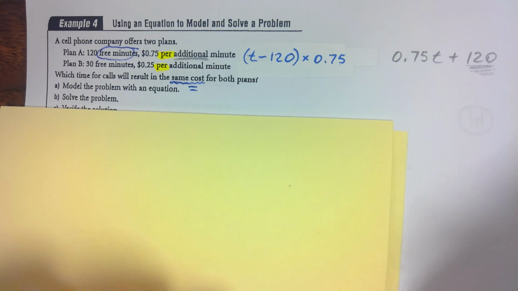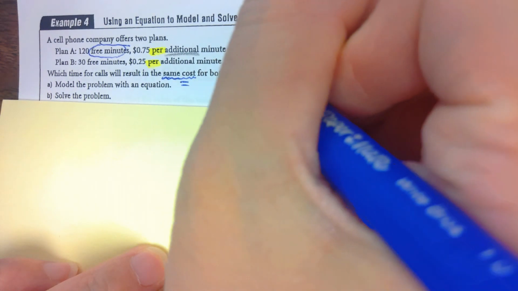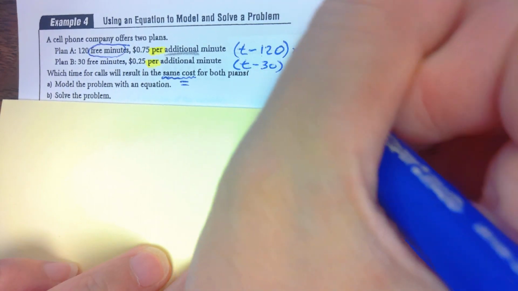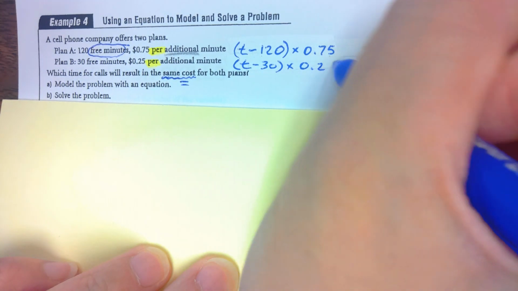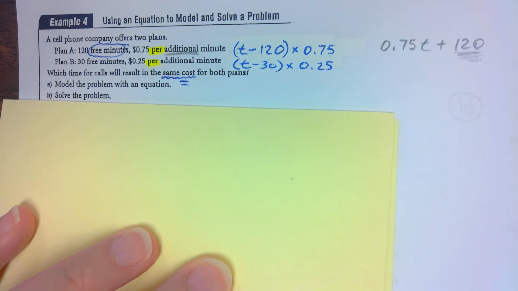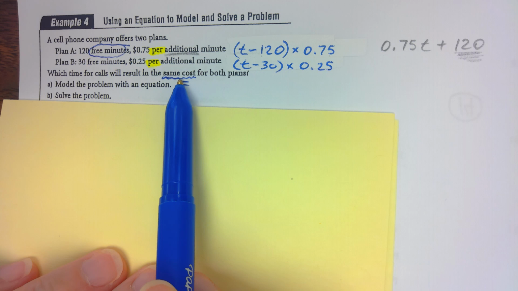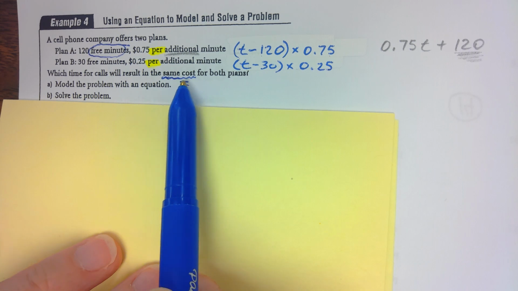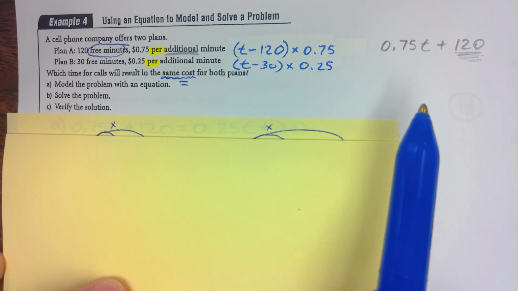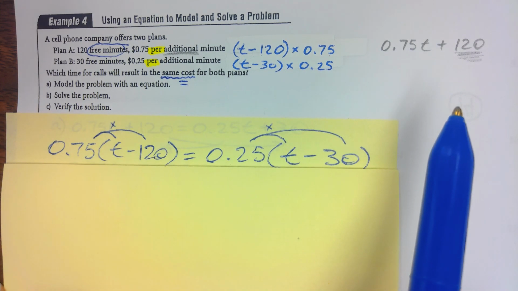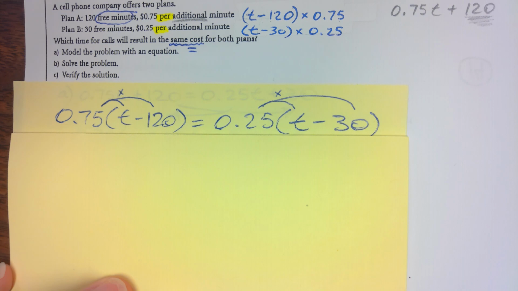T minus 30 times 0.25. Yeah, T minus 30, and then times a quarter for each extra minute. Right? And then for which cause will it result in the same cost for both? So same cost meaning that it's an equal sign. So when I model it, it's going to be like this.